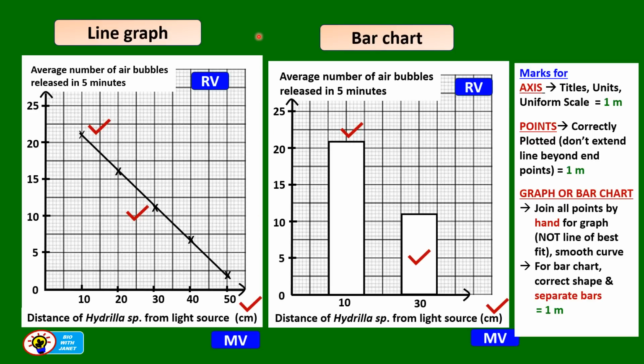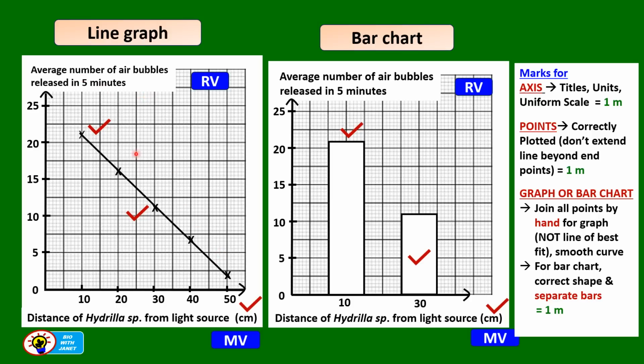So in the exam, you may be asked to draw the line graph or a bar chart. Now let's look at each example. Line graph. So you may be asked to plot the average number of air bubbles released in 5 minutes against the distance of Hydrilla species from light source in cm, or even the rate of photosynthesis against the distance of Hydrilla species from light source. So here I choose average number of air bubbles released in 5 minutes.